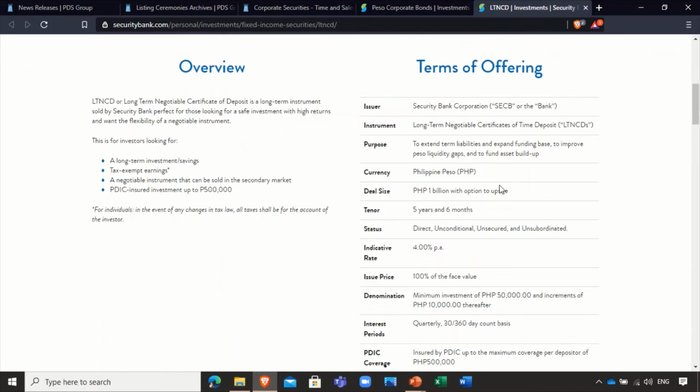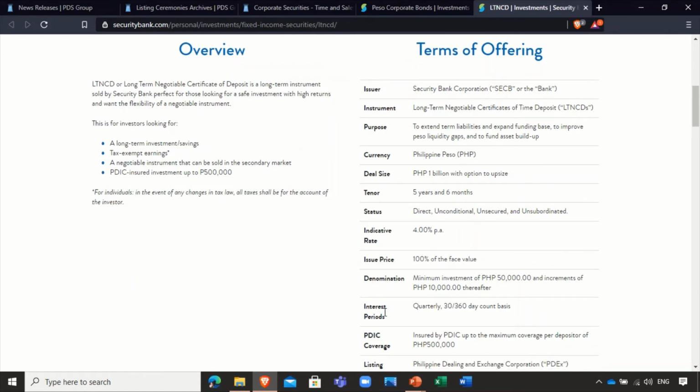So this is considered as a fixed income investment. Hindi siya outright sinabi as a bond, but it acts as a fixed income investment because you receive interest on a regular basis. And it's long-term. Okay.